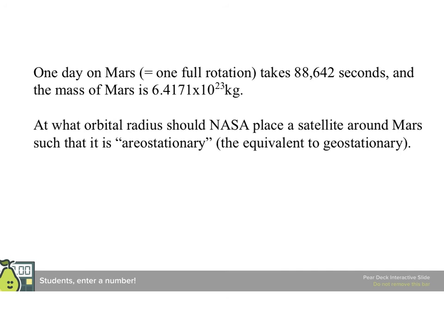All right. 1 day on Mars, which is 1 full rotation, takes 88,643 seconds. It's about 25 hours. And the mass of Mars is 6.4171 times 10 to the 23 kilograms. At what orbital radius should NASA place a satellite such that it is areostationary, that is, the equivalent to geostationary, that is, rotates at the same rate and stays stuck in the sky on Mars?